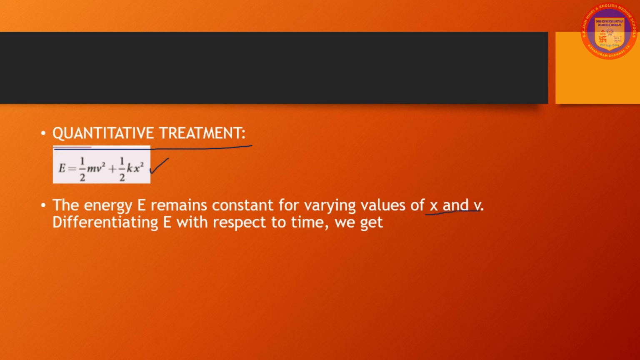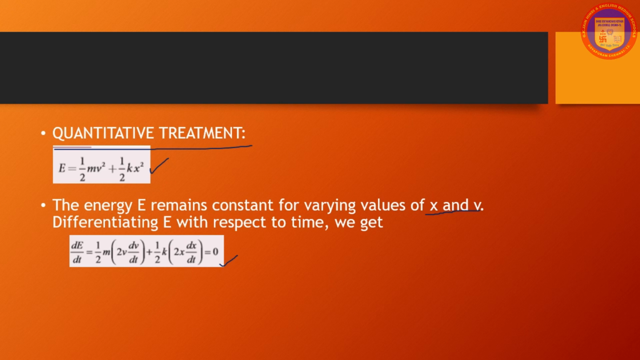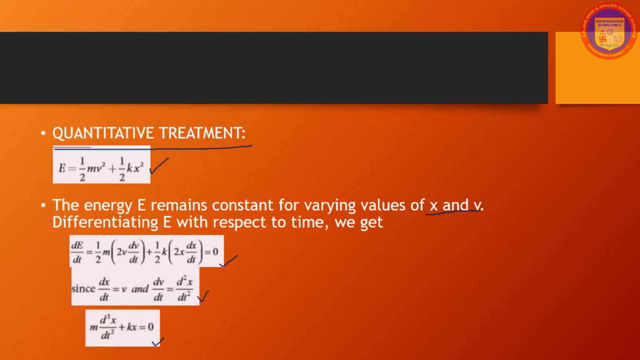Differentiating E with respect to time, we get dE by dt, which is equal to half m into 2v into dv by dt plus half k into 2x into dx by dt equal to 0. So we can write that dx by dt is equal to v and dv by dt is equal to d square x by dt square. Using this value, the above equation can be written as m into d square x by dt square plus kx is equal to 0. So this is the differential equation of the oscillation of the spring mass system.